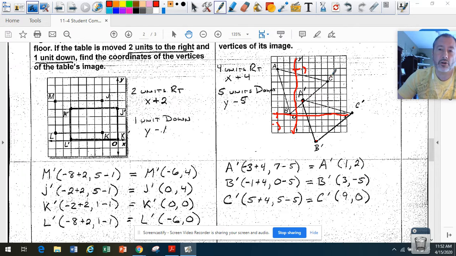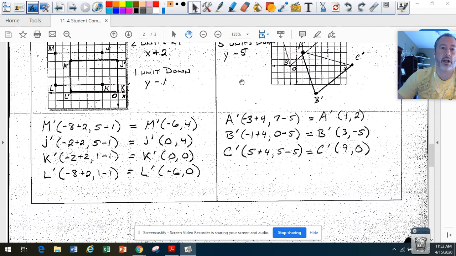Let's move over here to C. Here's our C over here. C is located at (5, 5), that's its ordered pair for the original C. Right now we're moving it to the right 4, so we add 4 to 5, which gives us 9. Then finally, we take 5 minus 5, which is 0. So C prime is located at (9, 0). So these are different types of translations on how we move them right, left, up, and down.